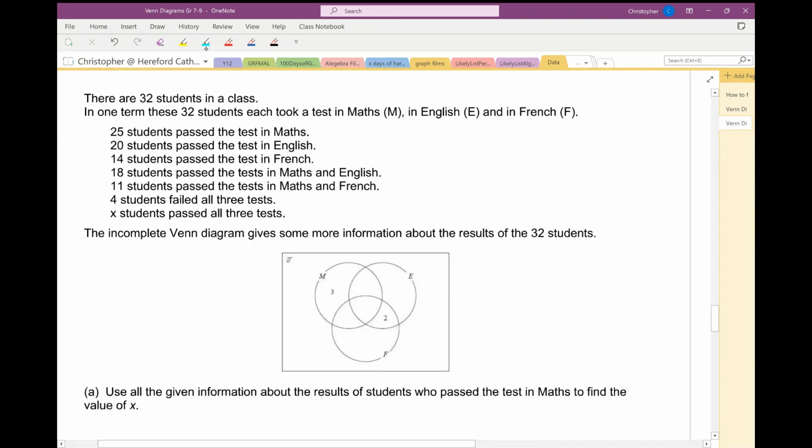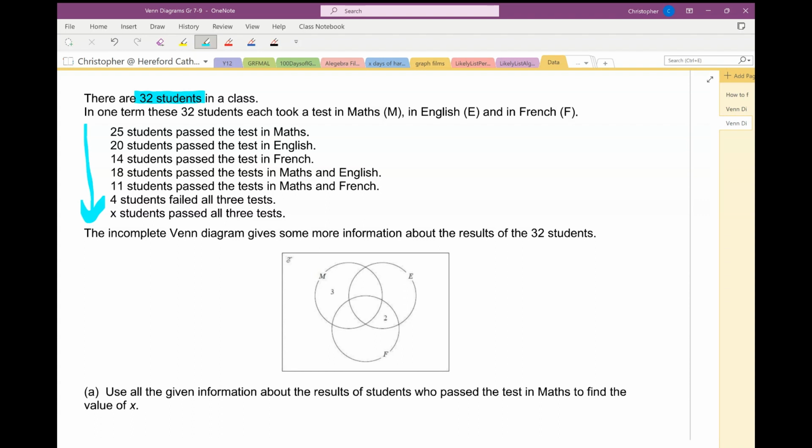Question 4, right, 32 students in a class. I bet we'll need that piece of information later. In one term, these 32 students each took a test in maths, English, and French. Okay, and here's some information. The incomplete Venn diagram gives some more information about the results.